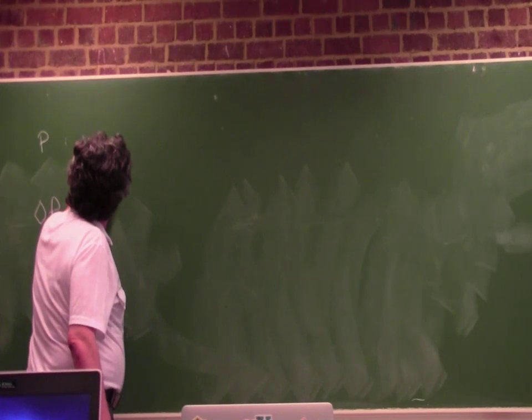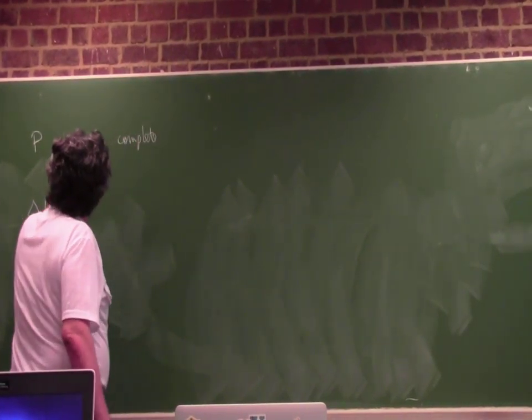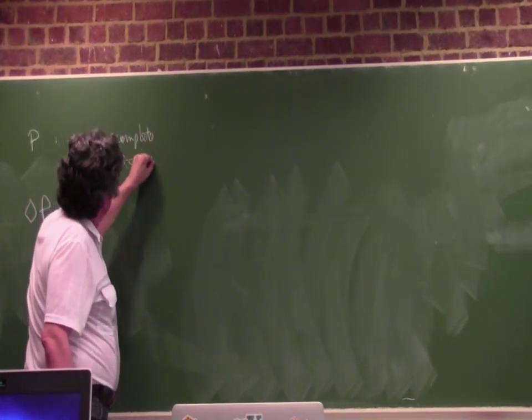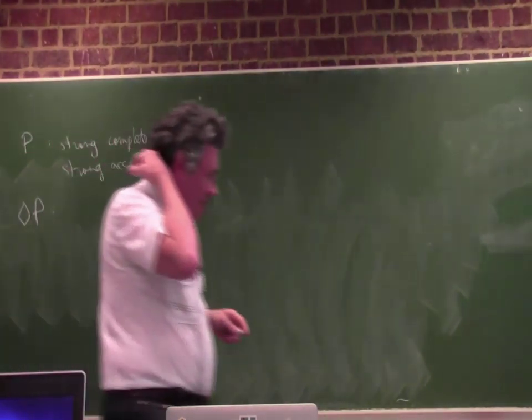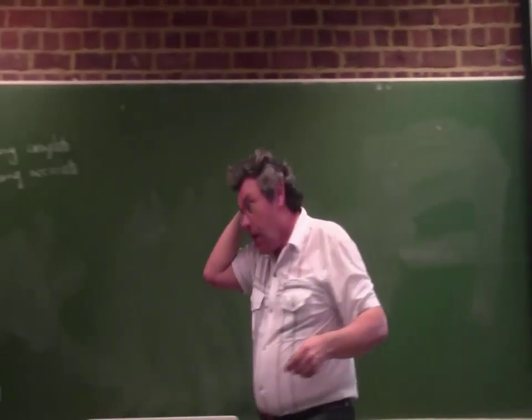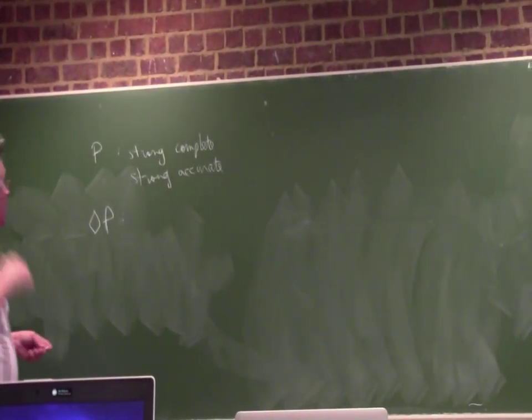So there's strong completeness and strong accuracy. Strong completeness means that it sees all the crashed nodes, all of them, no exception. And strong accuracy means no mistakes. That means if it thinks it's crashed, it's really crashed.